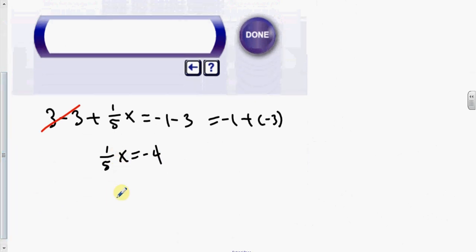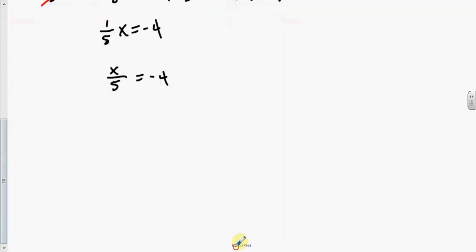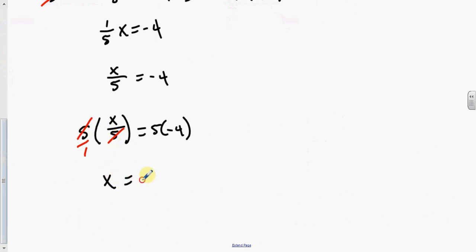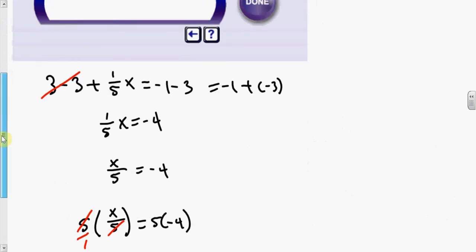So now this is, what is this? This is x over 5 is equal to negative 4. So since it's x divided by a number, I'm going to multiply that number to both sides of the equation. Again, you can look at this as being 5 over 1, right? So 5 divided by 5 cancels. I have left an x over here is equal to, that's negative 20, right? So x equal to negative 20.